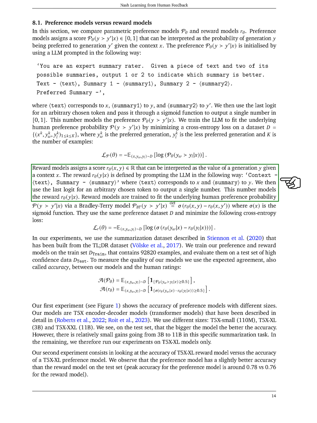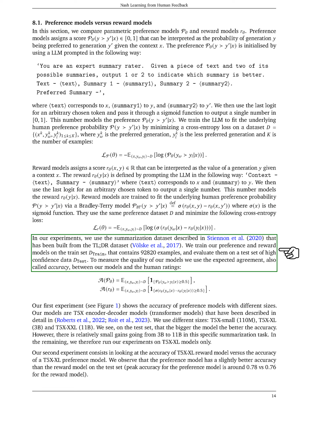The reward is defined by prompting the language model and trained to fit the underlying human preference probability via a model. They use the same preference dataset and minimize a cross-entropy loss. In our experiments, we used a summarization dataset built from the TLDR dataset. We trained our preference and reward models on a training set and evaluated them on a test set of high-confidence data. We measured the quality of our models using the expected agreement, also known as accuracy, between our models and human ratings.